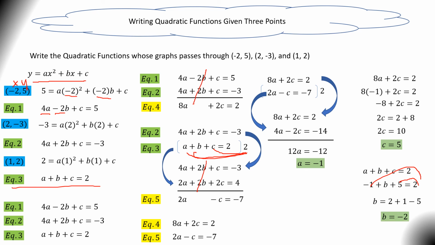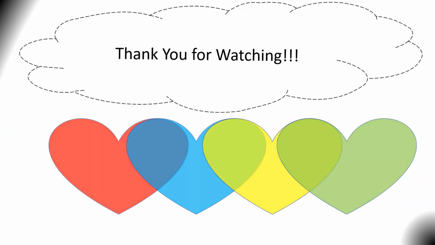So, ayan na po yung value ng a, b, and c. Substitute. Ayan po, negative 1 for a, negative 2 for b, and 5 for c. Negative 1 times x squared, negative x squared, negative 2 times x, negative 2x, tapos 5. Ayan na po yung quadratic function natin.